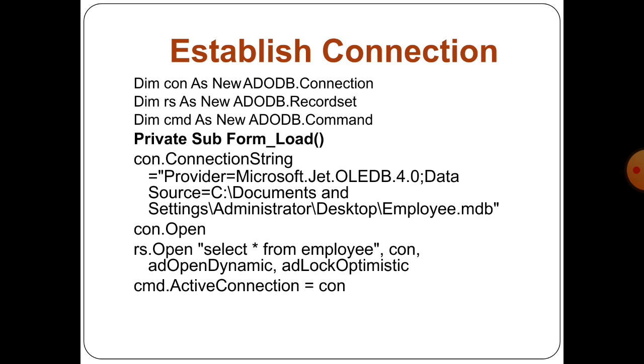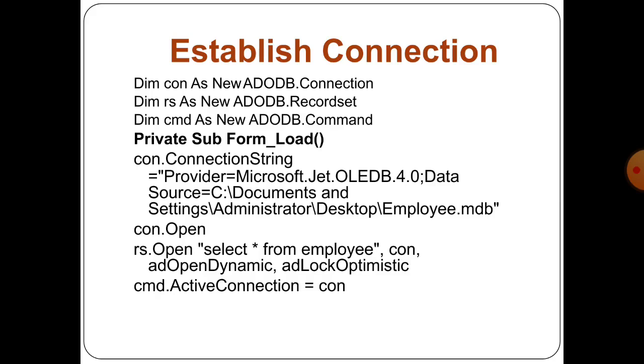So ADODB.Connection, and next we have taken another variable, con, which is the new connection name we are giving here. And Dim rs as new ADODB.Recordset. If you want to maintain the record set, we will use the variable known as rs. We are defining a variable known as rs for this particular record set. And next we are defining Dim cmd as new ADODB.Command. For the command, we are assigning a cmd variable to this particular ADODB command. So we are having three variables, con, rs and cmd.